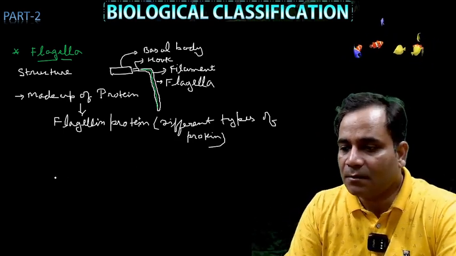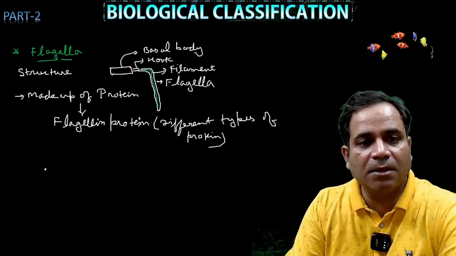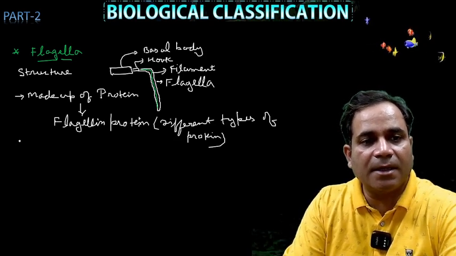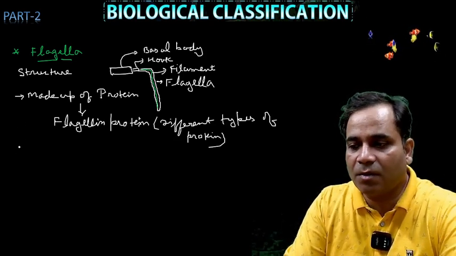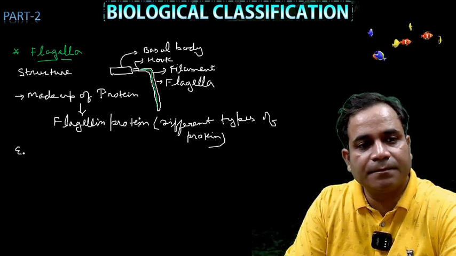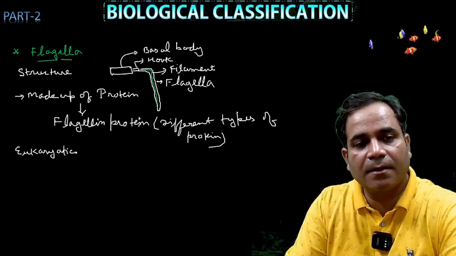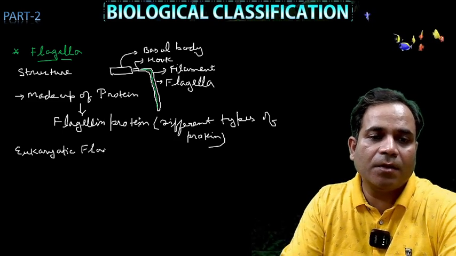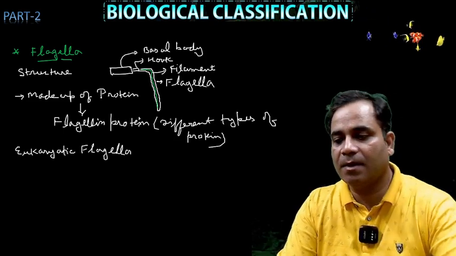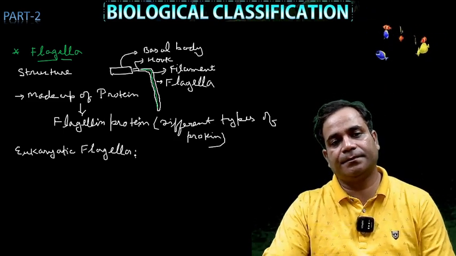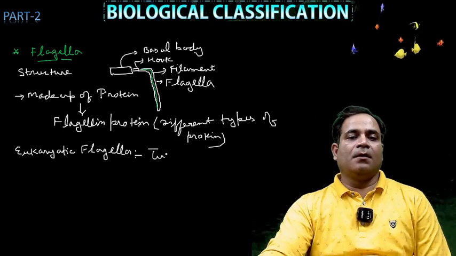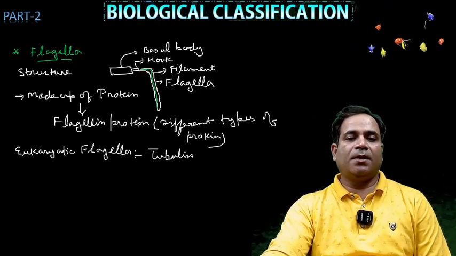Now, if anybody asks you, this one is the prokaryotic flagella, but eukaryotic flagella is made up of tubulin protein. Is made up of what? Tubulin.